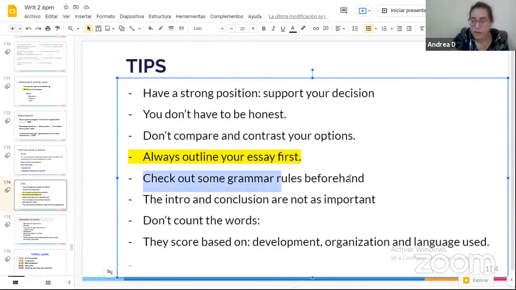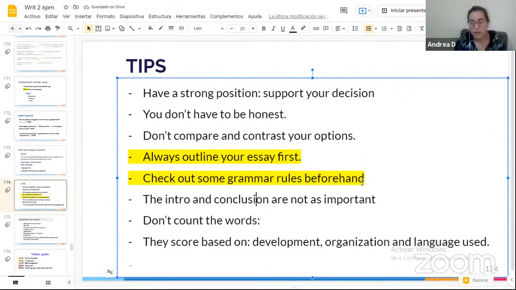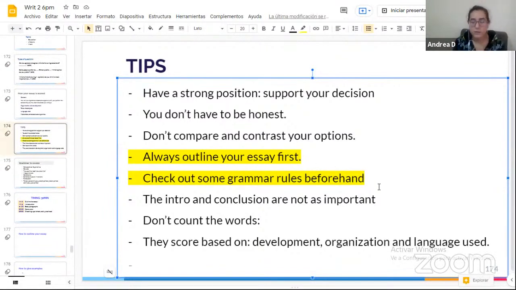Now, grammar is actually one of the things that they look at the most, of course, in the writing part. So you do need to check out some grammar rules before. It will be great if you can check out some punctuation rules, for example. If you can check out some transitions, and the grammar that you think you're missing, right? So for example, if you believe that you're not so good with the third conditional, try to check it and try to use it too.